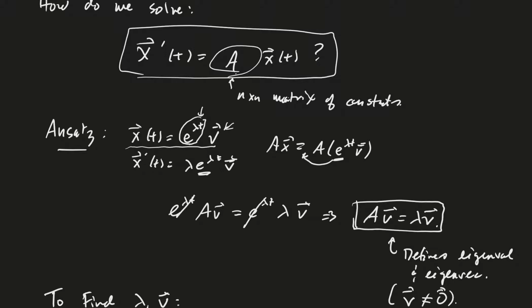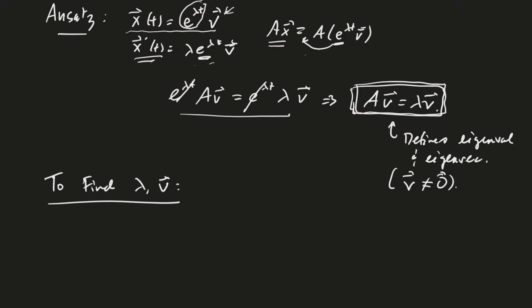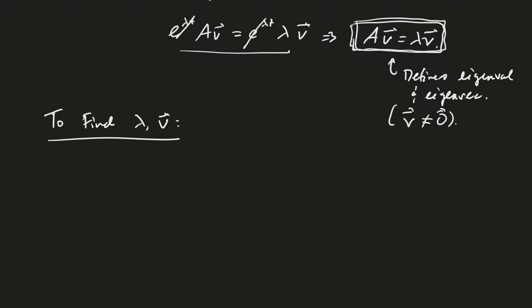Okay, and so if we differentiate that on the one side and then multiply it by a matrix on the other side, we can put the two expressions together. And when we did that, we found that in order for this to work, Av must be equal to lambda times v, which is the definition of an eigenvalue and eigenvector. Okay, so now we're trying to solve this equation, Av equals lambda v, for both lambda and v.